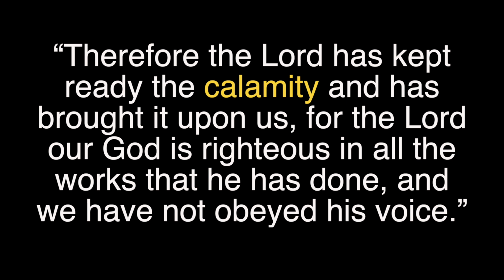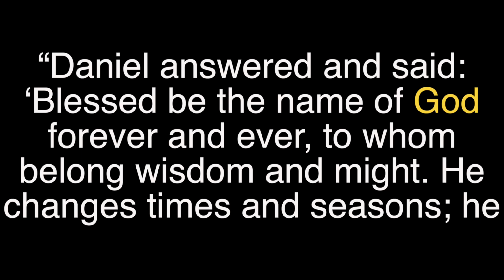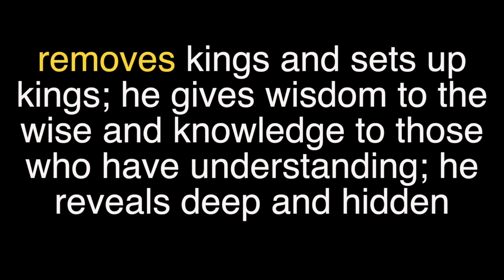"Therefore, the Lord has kept ready the calamity and has brought it upon us. For the Lord our God is righteous in all the works that he has done, and we have not obeyed his voice." Daniel highlights God's sovereignty by showing he has control over history and the ability to accomplish his will without restraint. Daniel answered and said, "Blessed be the name of God forever and ever, to whom belong wisdom and might. He changes times and seasons. He removes kings and sets up kings."